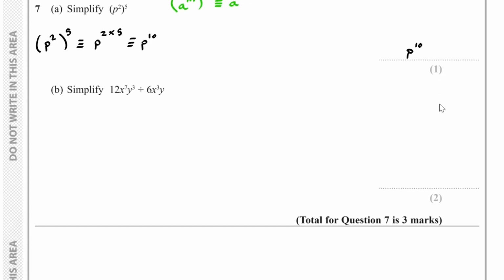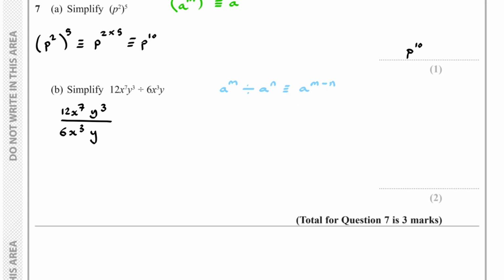And now for part B of the question, we have to simplify 12x to the 7 y to the 3 divided by 6x cubed y. Well, I think it's easier if we write this as a fraction first. So on the top we have 12x to the 7 y cubed, and on the bottom we have 6x cubed y. And we can use the rule that tells us a to the power of m divided by a to the power of n is the same as a to the power of m minus n.